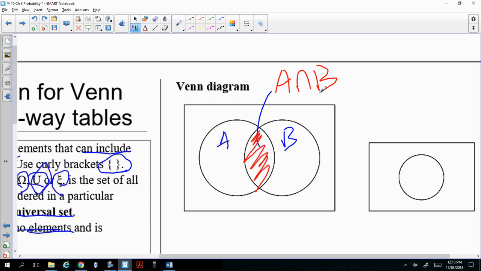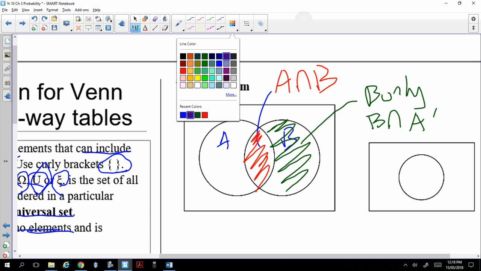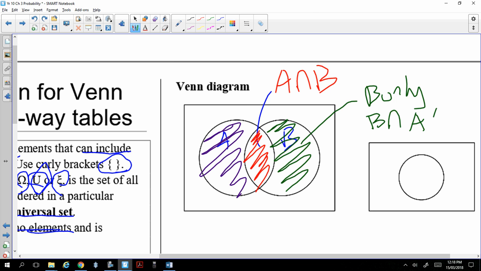And then you have also, what if it's B only? So I do it in green. B only means that it's only in B. So it's going to be B intersection with not A, right? That's B only. Or if you have A only, there you go, A intersection not B. Get the idea?